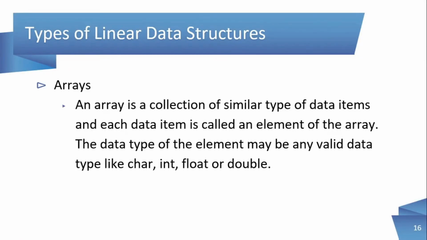Arrays. An array is a collection of similar type of data items, and each data item is called an element of the array. The data type of the element may be any valid data, like a character, an integer, a float, or even a double. An array consists of data elements of the same data type.